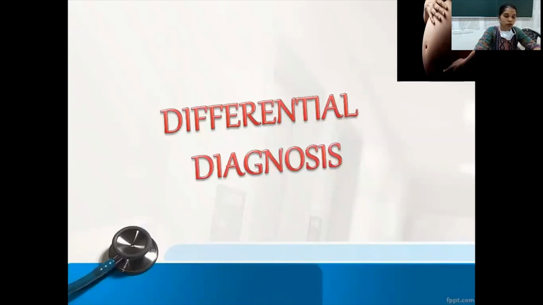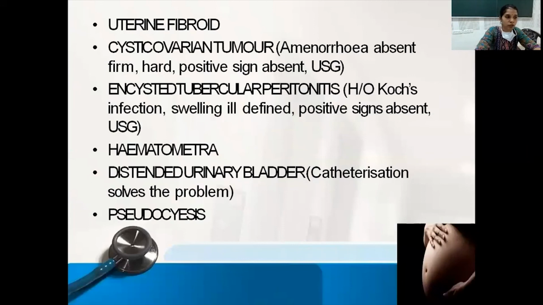Differential diagnosis. So the patient comes and says, I'm pregnant because I missed the period. How will you diagnose whether this is pregnancy or not? It might not be pregnancy. There are so many differentials: uterine fibroid, cystic ovarian tumor, cystic tubercular peritonitis, hematometra, distended urinary bladder, pseudocyesis.